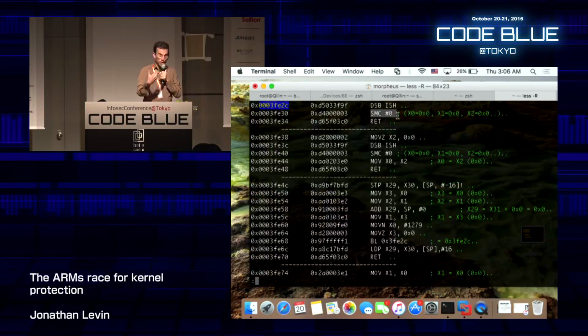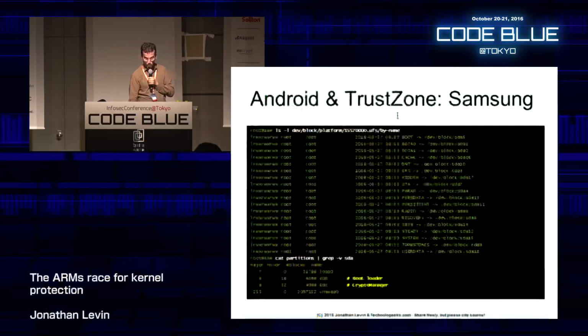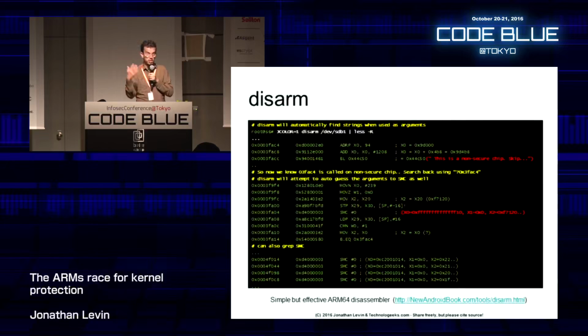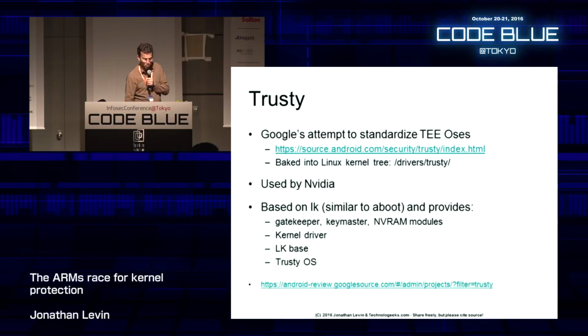So it's very easy from that point to figure out exactly what's going on and to reverse engineer the entire implementation. You can do that from the secure world if you have the image. You can do that from the non-secure world, which is what I just demonstrated, and that's basically it. The disarm tool is something that's available. There's a link here. It's a very simple tool, but it understands ARM64 assembly very well, and is also able to track the register values in a very simple form of effectively symbolic execution.